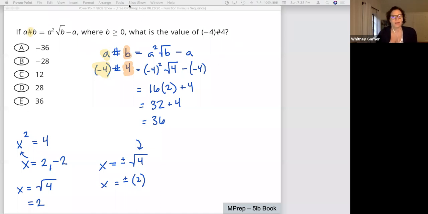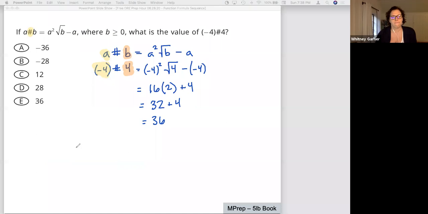So what I want to try then, let's try this. I want to know what is 5 hash 1. I want you guys to try this one. Same formula, but what is 5 hash 1?